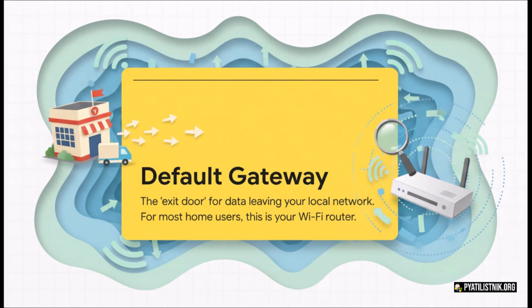For your computer, that someone is the default gateway. Just think of it like the local post office for your entire network. It's the one and only exit door for any piece of data that needs to go somewhere outside your little digital neighborhood. And for pretty much all of us at home, that's our Wi-Fi router.